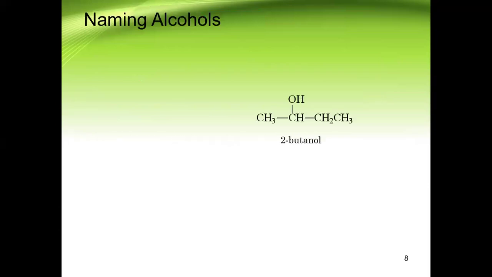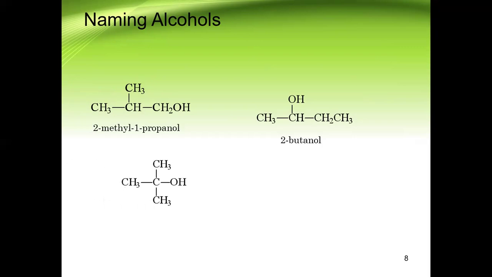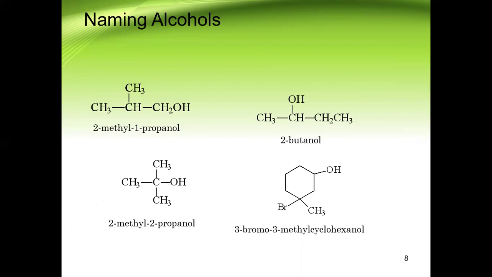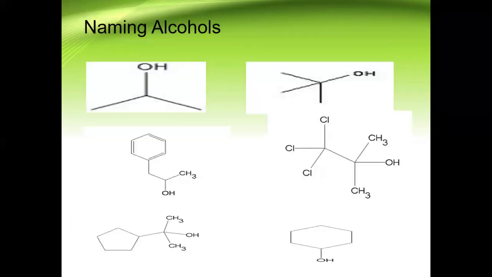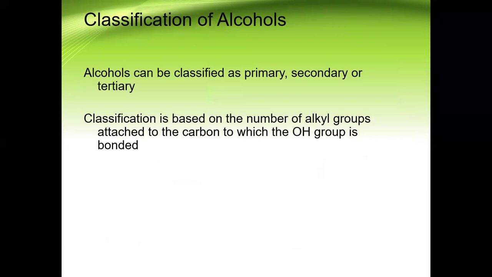So here are some examples. 2-butanol is a secondary alcohol, as the OH is on the second carbon. 2-methyl-1-propanol is a primary alcohol, as the OH is on the first carbon. And 2-methyl-2-propanol is a tertiary alcohol, as the OH is on the second carbon. And 3-bromo-3-methylcyclohexanol is a tertiary alcohol. Those are some examples that I'll give the solution to soon.